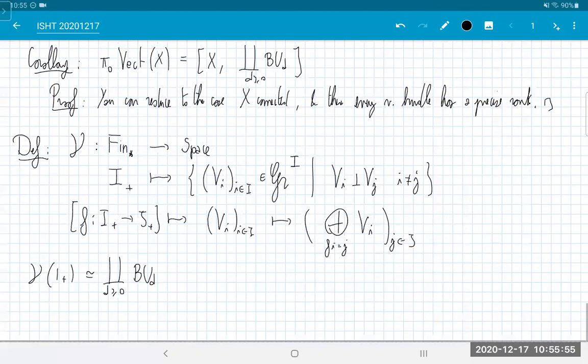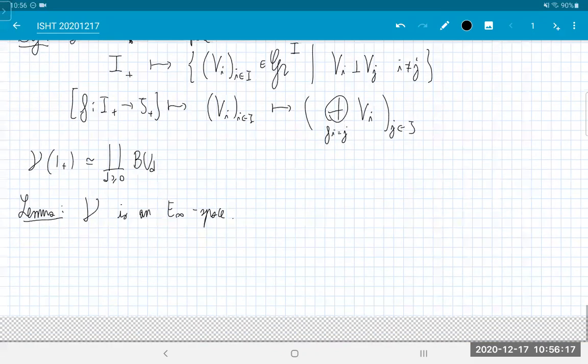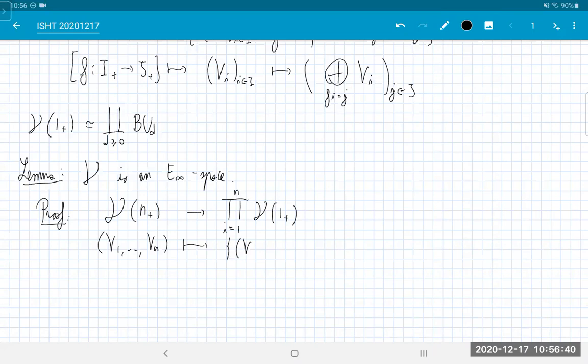And now I want to claim that V is an infinity space. This is not obvious, not completely. And the proof, well, we need to show essentially that the map from V of n plus to the product for i equals 1 to n of V of 1 plus, sending V1, ..., Vn to Vi, I guess, is a homotopy equivalence.